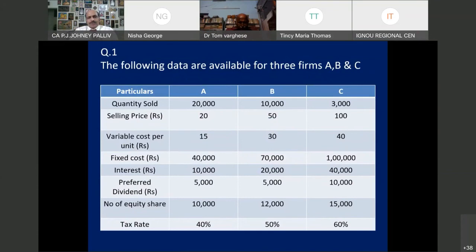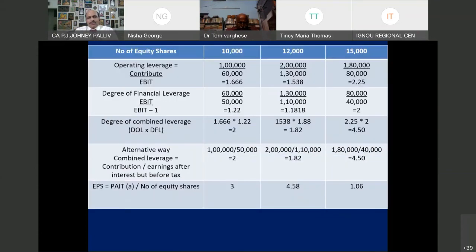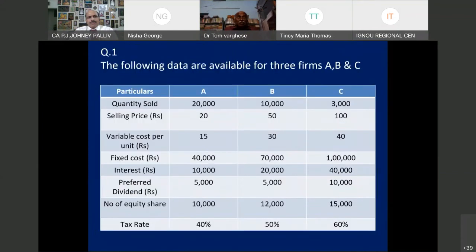Now we have a particular problem that also we can discuss if time permits. How many delegates here? Let us continue. I am giving you a situation where there are three firms, namely A, B and C.